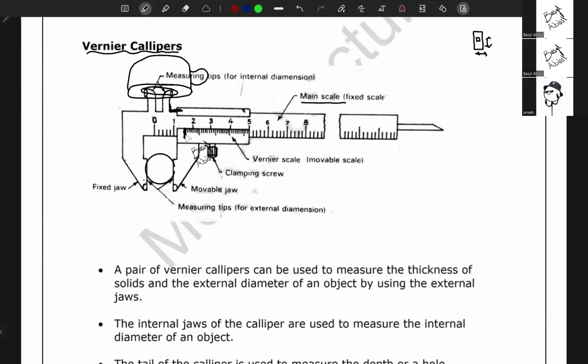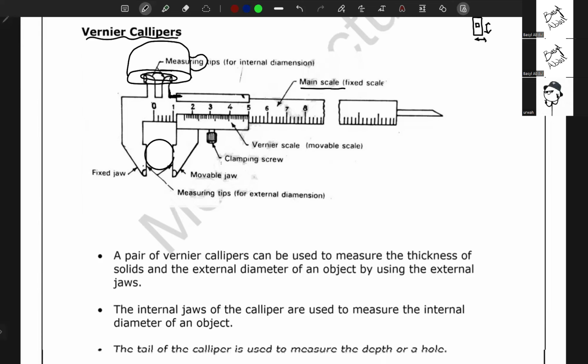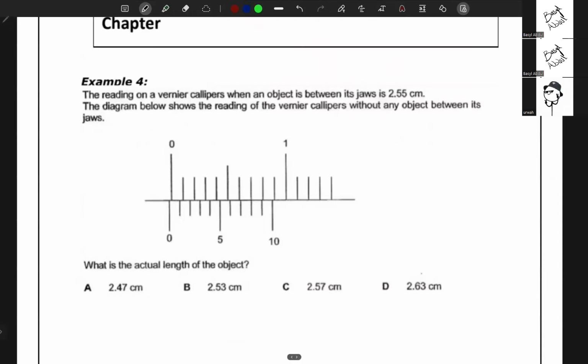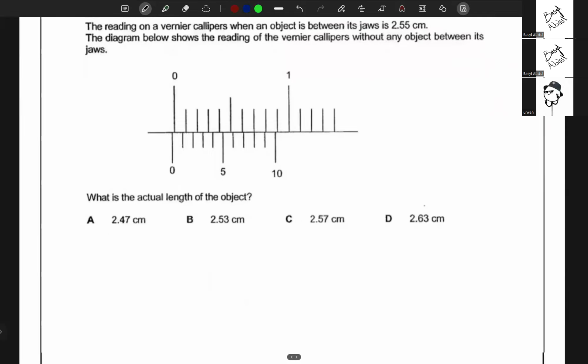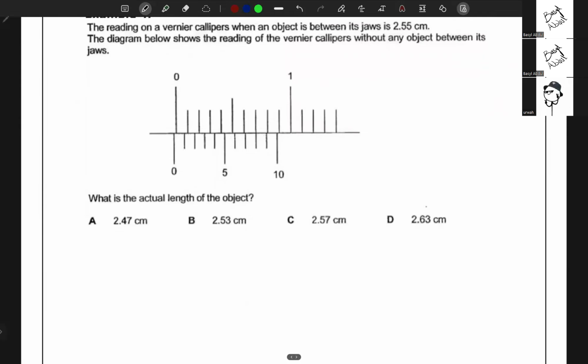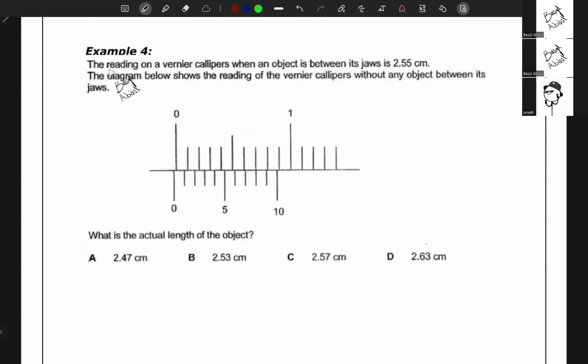It's kind of getting difficult to explain everything on this diagram. I think we have a clear picture. There's an example over here. So I'll use this example to explain what I mean. So let's read the example very quickly. We have a reading on Vernier caliper. When the object is between its jaws, it's 2.55 centimeters. And here we have both main and Vernier scales, and the readings are shown without any object between its jaws.